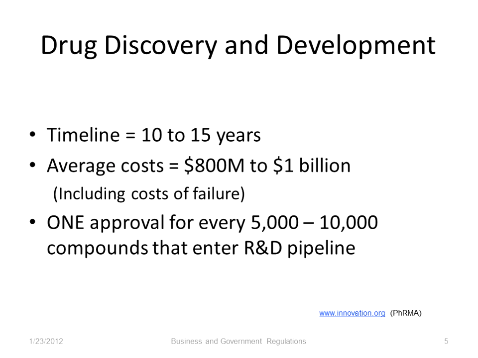We talked about this before. The timeline is 10 to 15 years, and the average cost is about $1 billion, which includes the cost of failure, and you get one approval for every 5 to 10,000 compounds that enter the pipeline. Very, very slim odds. Now this, of course, applies mostly to small molecule drugs.